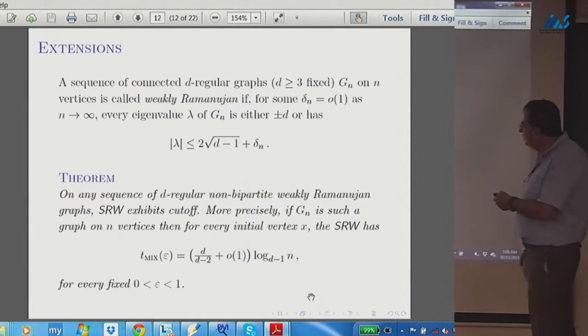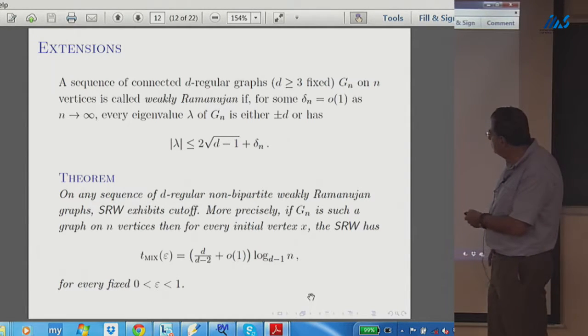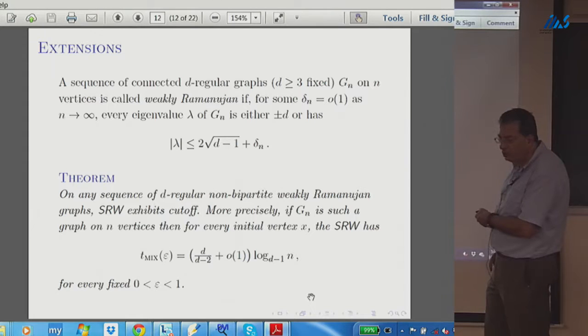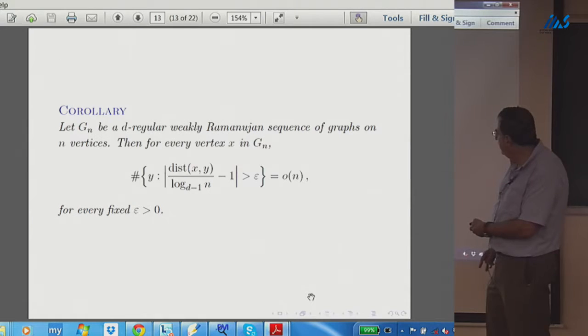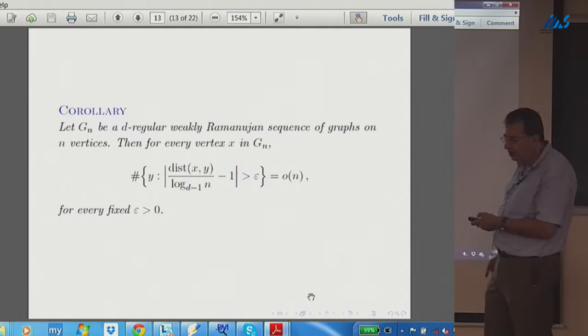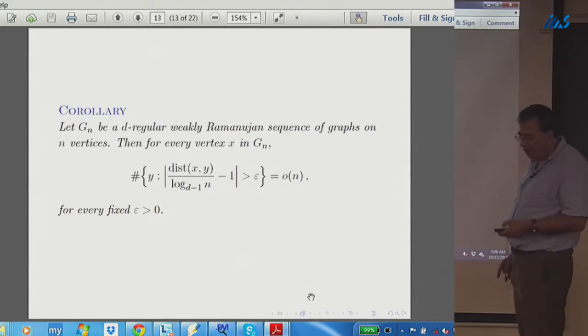Okay, I want to mention that many of the facts extend to weakly Ramanujan graphs. These are graphs where the spectrum is bounded by, instead of 2 root d minus 1, we allow an error that tends to 0. So this recovers the fact that random d-regular graphs and random lifts of Ramanujan graphs satisfy this. And the same conclusions hold for these graphs, except that we no longer have the window of size root log n. But the basic conclusions about the distance to first order still hold on these weakly Ramanujan graphs. And we can even allow a small fraction of the eigenvalues to be much larger.